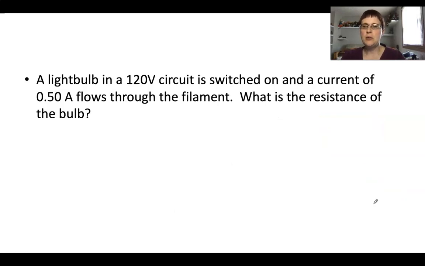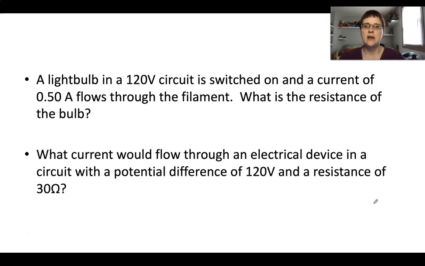All right, so a couple of problems. A light bulb in a 120 volt circuit is switched on and a current of 0.5 amps flows through the filament. What is the resistance of the bulb? And a second problem: what current would flow through an electrical device in a circuit with a potential difference of 120 volts and a resistance of 30 ohms? You can work on these problems on your own, and I will post a video with the solutions like I did in the heat chapter that I will work through to show you how to get the answers.